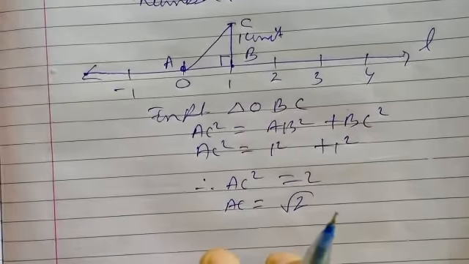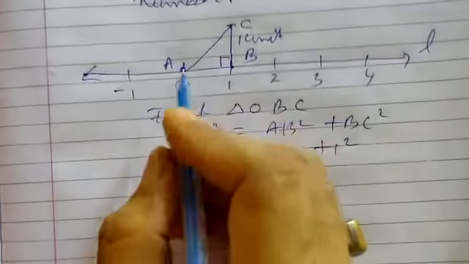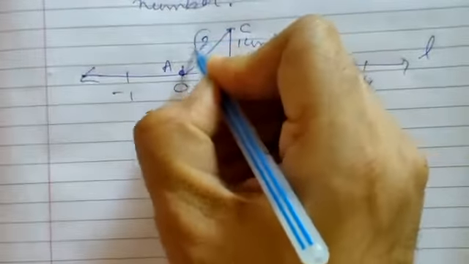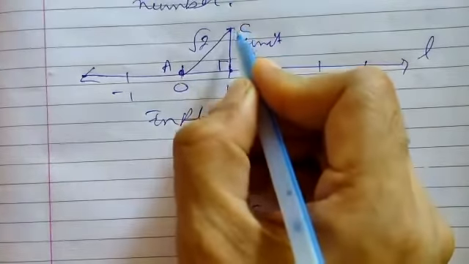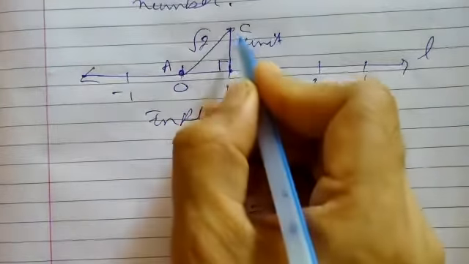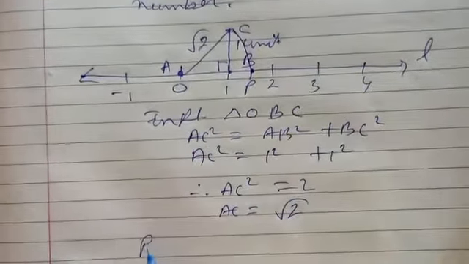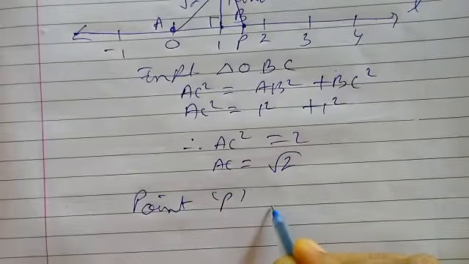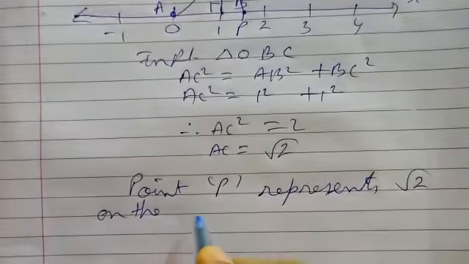So if we have to represent root 2 on the number line, what will we do? Take a compass, put the pointer at point A and take length equal to that of AC. So put the pencil mark at point C and draw an arc touching the line L at point P. So point P is the point which will represent root 2 on the number line.